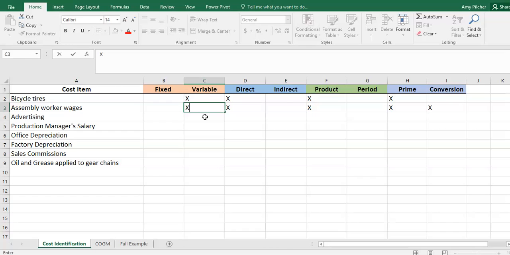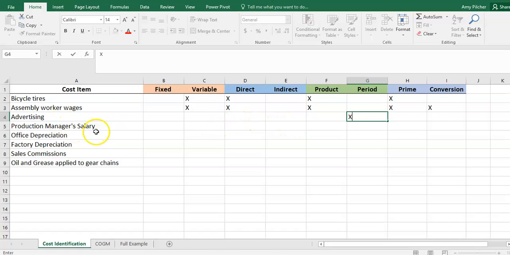Advertising. As we saw from the Chapter 16 lecture, all selling and administrative expenses are considered period costs and not product costs. Advertising is a selling and administrative expense, so advertising is a period cost.